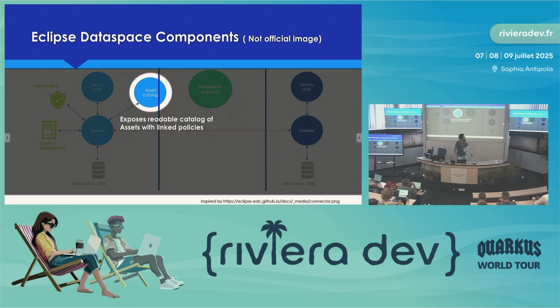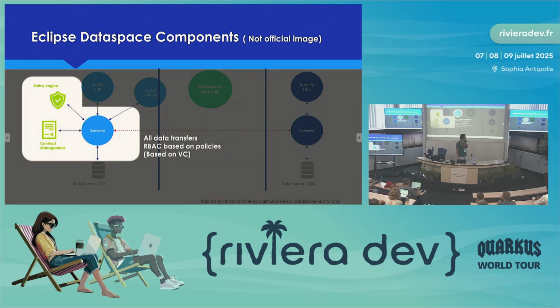So if a company would like to expose some data, the first thing is to create a component called asset catalog. And with the asset catalog, you put there, I would like to expose the list of conferences that I'm hosting this year. You can also put there, I would like it to be only visible for companies with this type of verifiable credential, with these claims that the central authority has given.